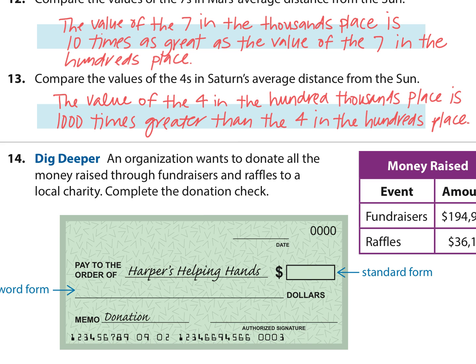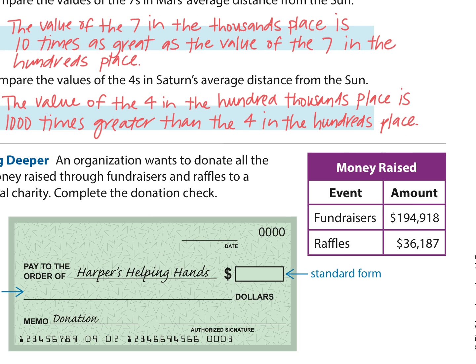So what you would do is you have to know how to write it out in words, because on a check you have to spell out whatever the amount is. So it's wanting to know all of the money for fundraisers and raffles. So what would I have to do with the amounts first? I would have to add them together. So the first thing I need to do is I need to add these two amounts together. So I'm going to go ahead and do that.